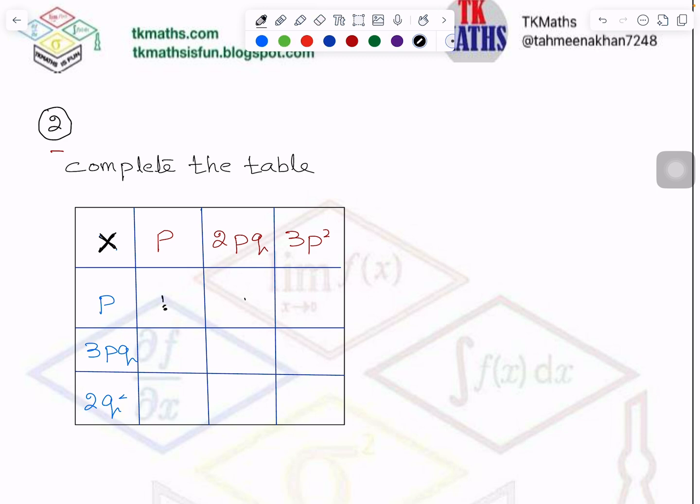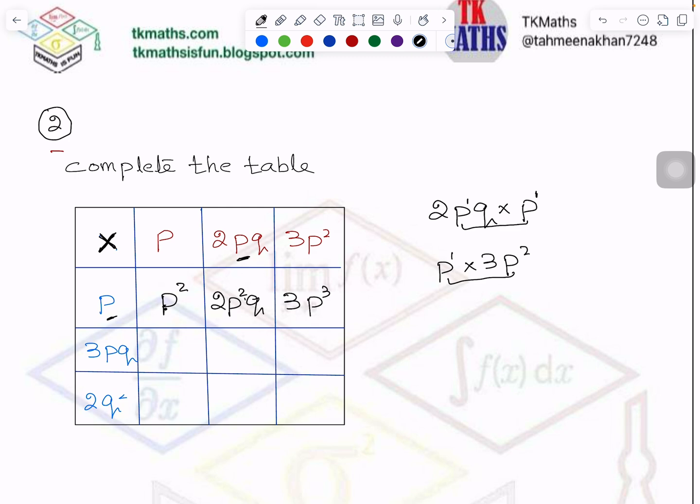Okay, so p times p is p square. Then p times 2pq. What does it mean? If you find it difficult to do it mentally, you can write it like this. The base is same, no power means it is 1, so it is 2p square q. Then the last case, p will multiply by 3p square. Again, if you can't do it mentally, initially you can write it like this. It will be easy for you. 3p power 3, because the base is same, powers will add up.